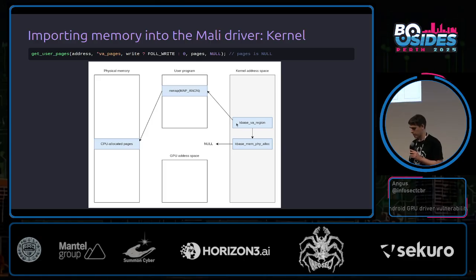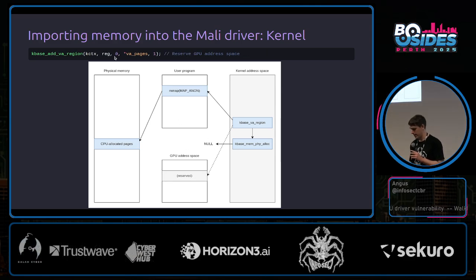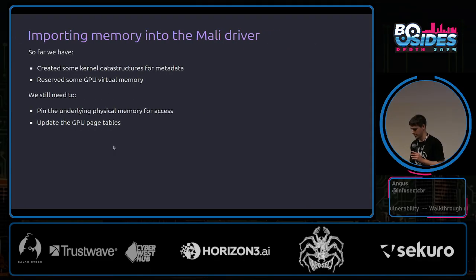The kernel is going to call getUserPages, which is going to traverse the user virtual address and find out what physical memory it corresponds to and fault that in if it wasn't already, which it is in this case. And it's going to set our physAlloc struct to still be null in this case, and then we're going to add the region to the virtual address space to reserve it. So far, we've kept track of some metadata of what we wanted to import.